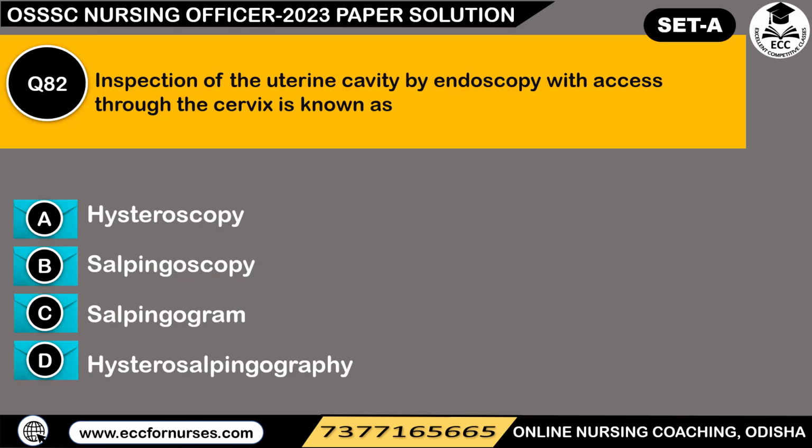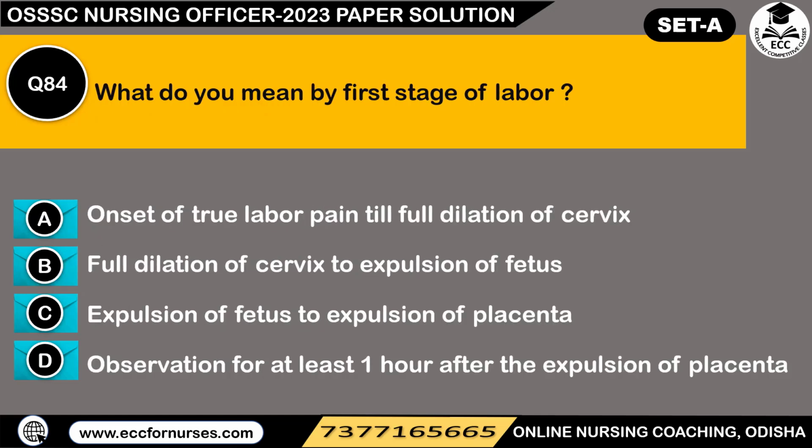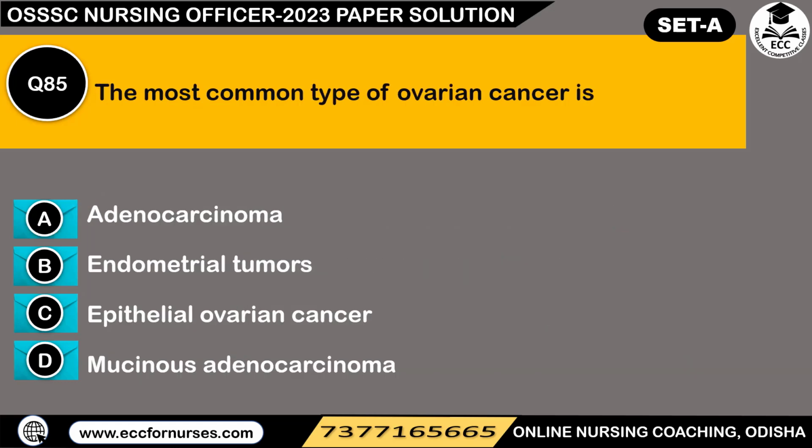Question number 82. Inspection of the uterine cavity by endoscopy with access through the cervix is known as hysteroscopy. Option number A is correct answer. Question 83. Which among the following is correct regarding iron supplementation? Answer is option B, take it along with the lemon juice. Question number 84. What do we mean by the first stage of labor? Answer is option A, onset of true labor pain to full dilation of the cervix.